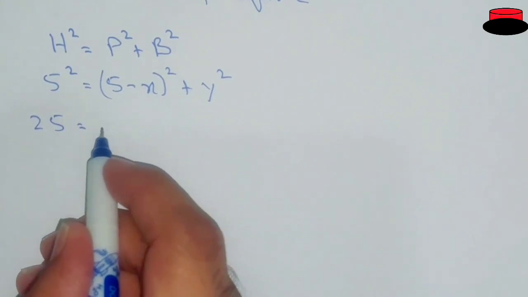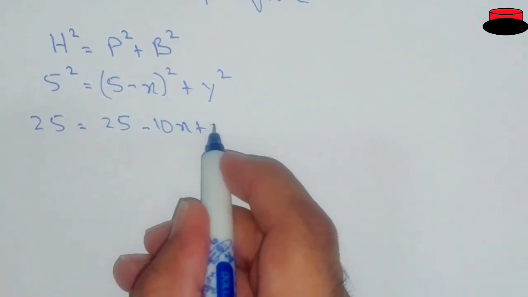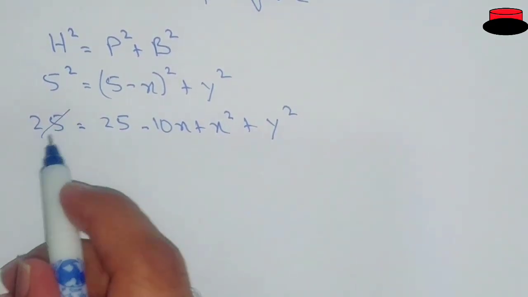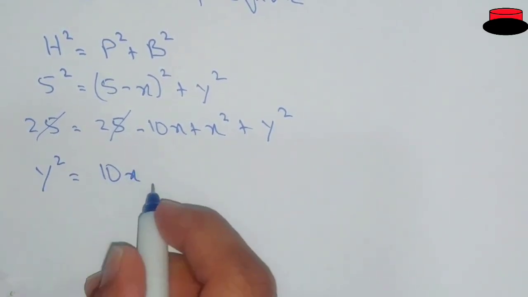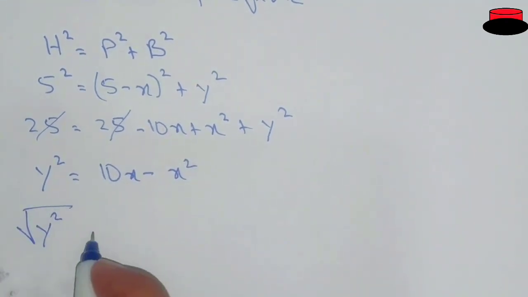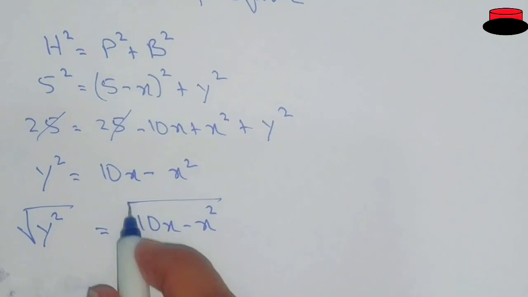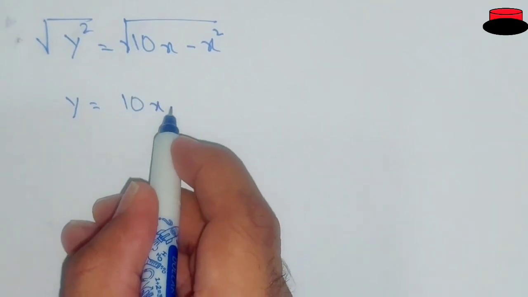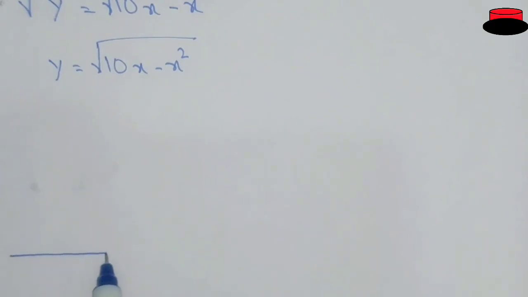So this is 25. So applying the formula a minus b whole square, so that will be a square minus 2ab plus b square. So that will be 25 minus 10x plus x square plus y square. So 25 will be cancelled. Now y square will be equal to 10x minus x square. Now taking the square roots on both sides, under root y square equal to 10x minus x square in the under root. So here we have y equal to 10x minus x square in the under root. So this is y.